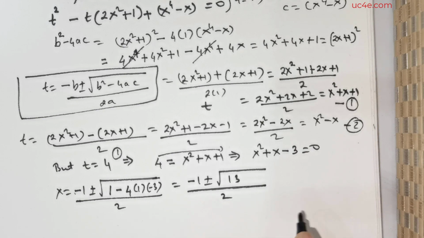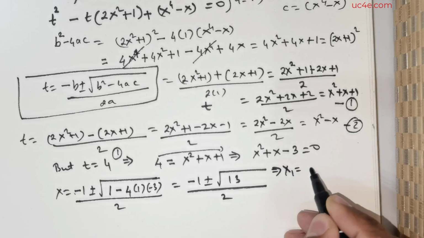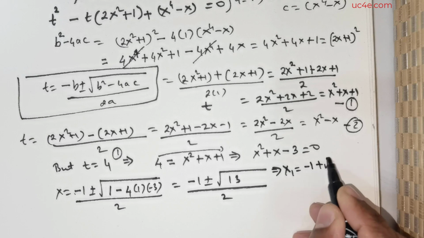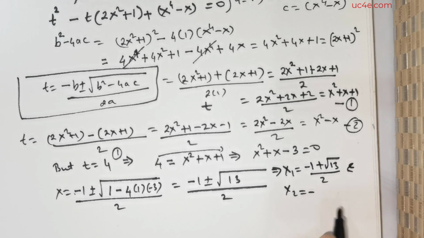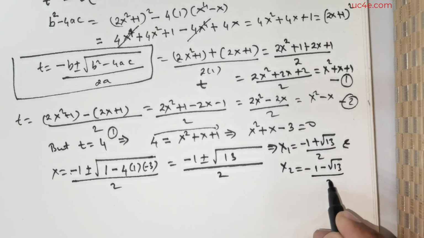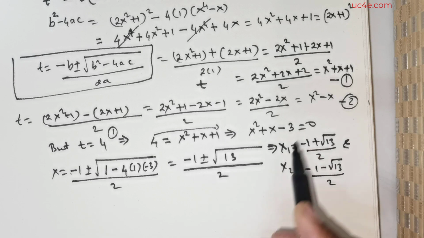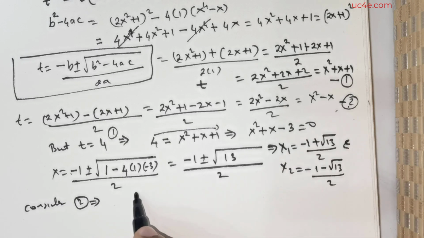So I've got two roots here. So let me write that. x1 is equal to (−1 + root of 13) divided by 2, and x2 is equal to (−1 − root of 13) divided by 2. So two roots are there. Now let me just consider value 2. So I've got t is equal to x² − x.